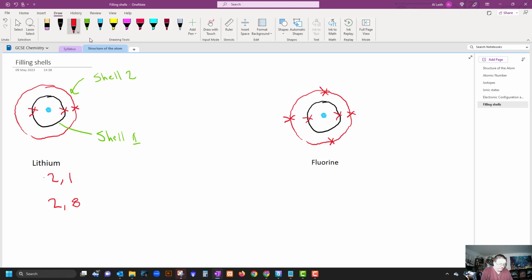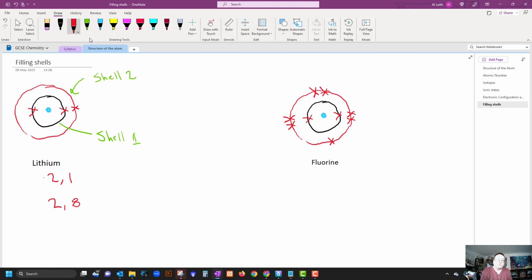So without further ado, how do we do that? 1, 2, 3, 4, and then number 5 will go up here. Number 5 will populate down here. Number 6 will then populate down here. Number 7 will then populate over here. But we are stopping there because that's as far as it goes for the element fluorine.